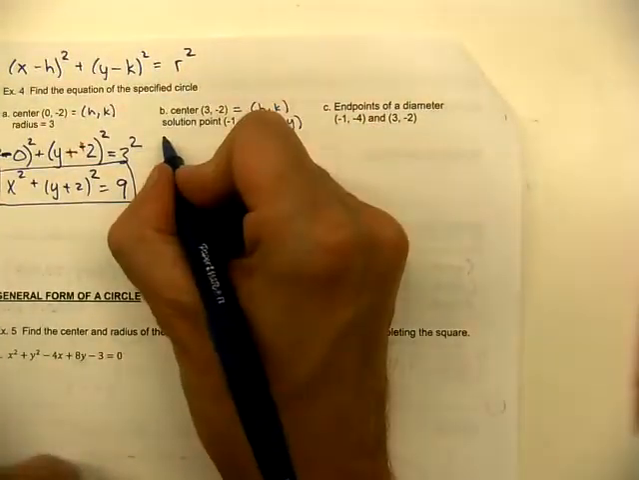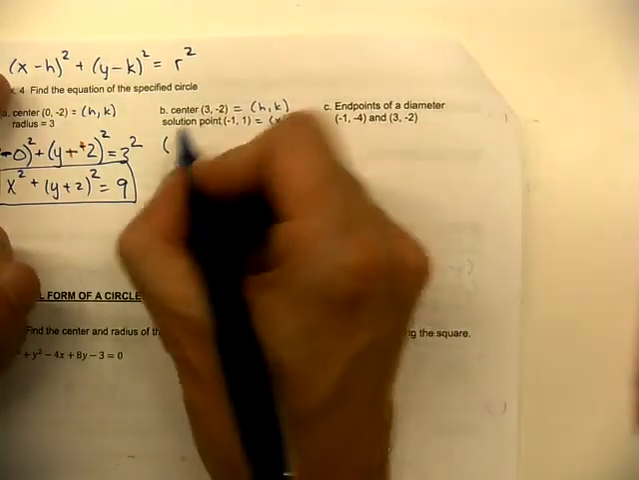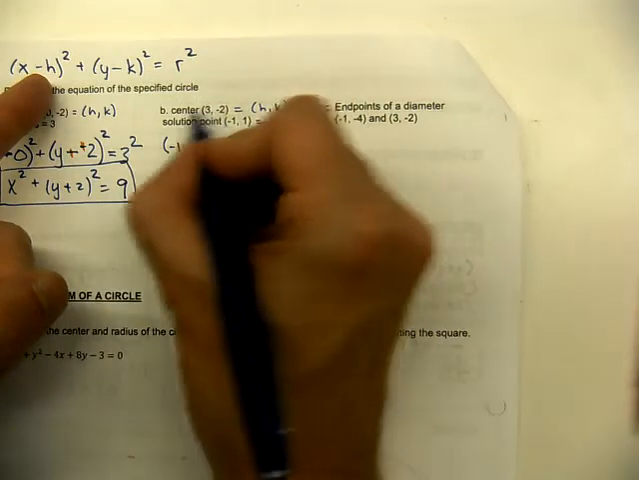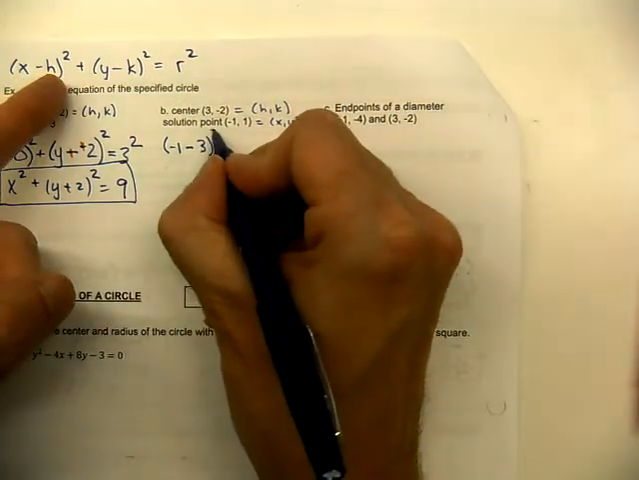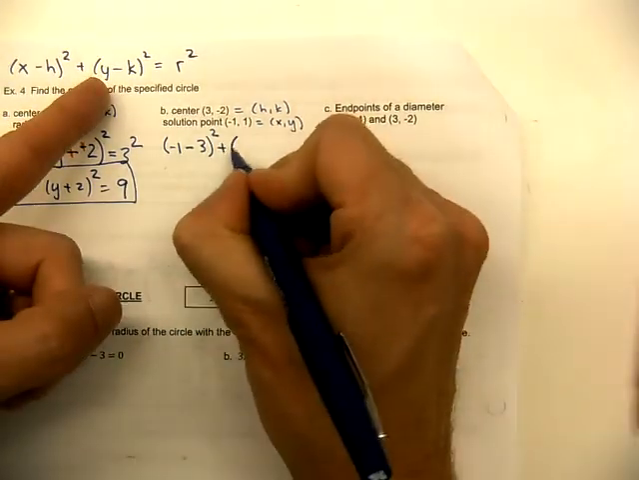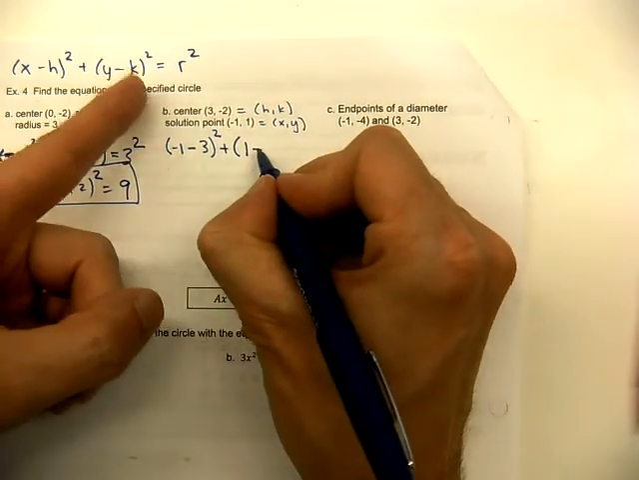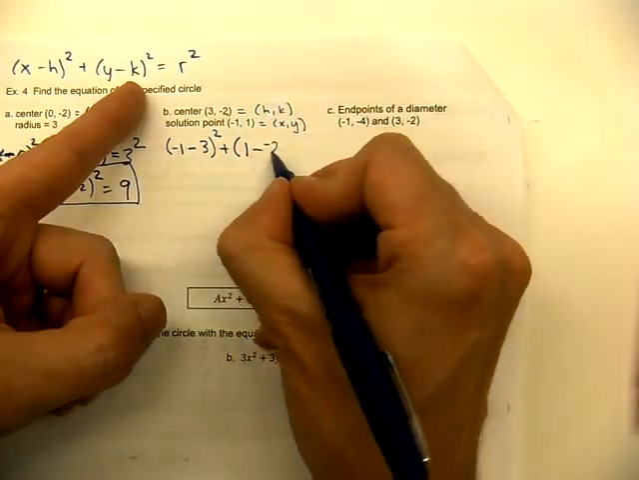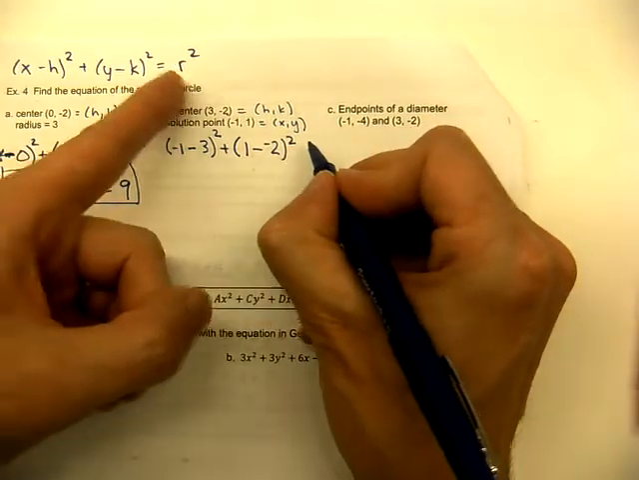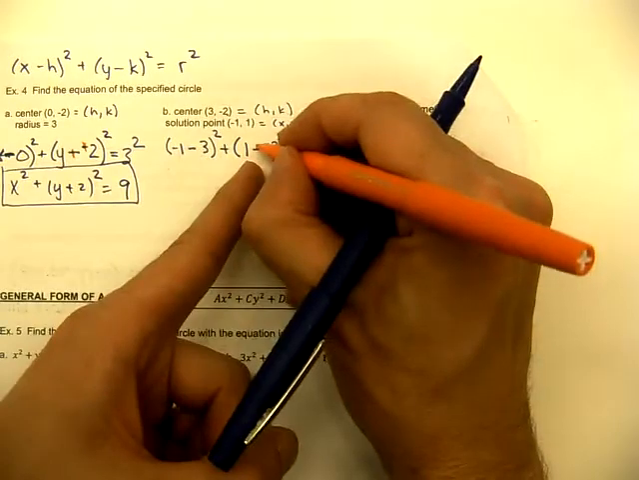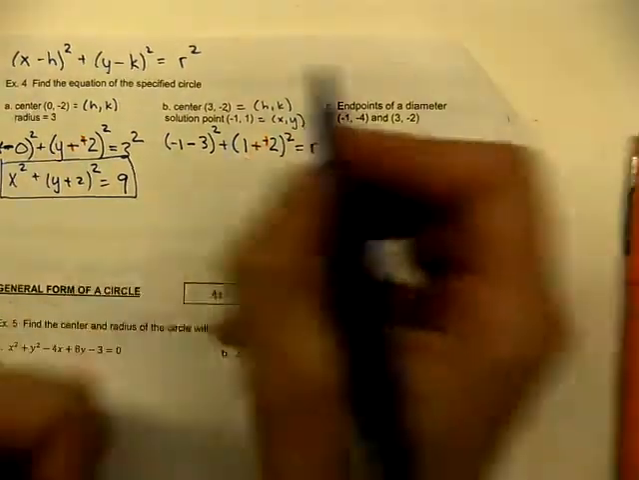All right, so it looks like this. I need my X, which is a negative 1, and then we're going to subtract the H. The H is 3, all of that squared, plus. Now we need the Y. The Y is a 1, and then subtract the K. The K is a negative 2. All of that is being squared, and that equals the radius squared. So again, notice subtracting a negative is adding a positive.